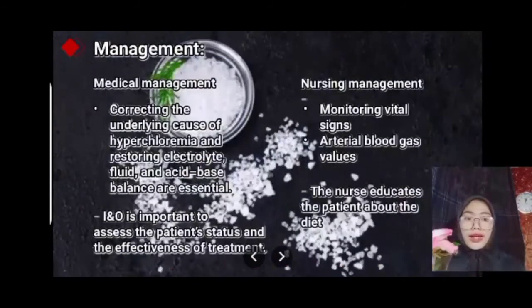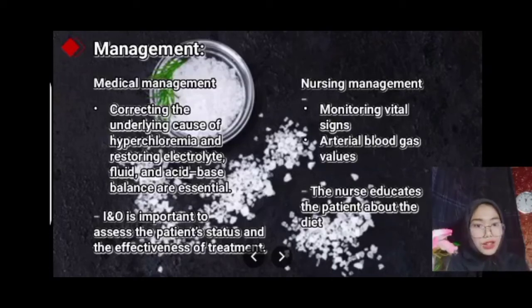Medical management: correcting the underlying cause of hyperchloremia and restoring electrolyte, fluid, and acid-base balance are essential. Nursing management is monitoring vital signs and arterial blood gas values. And intake and output is important to assess the patient's status and the effectiveness of the treatment. Next, the nurse educates the patient about the diet.